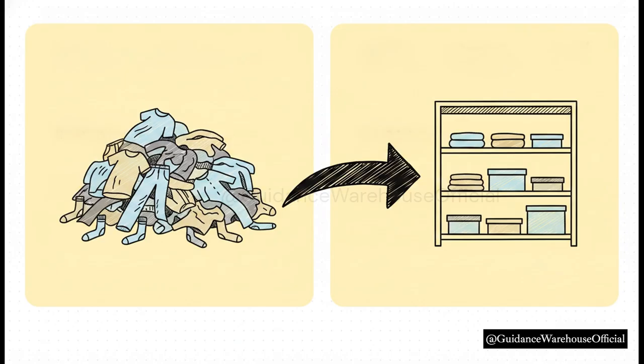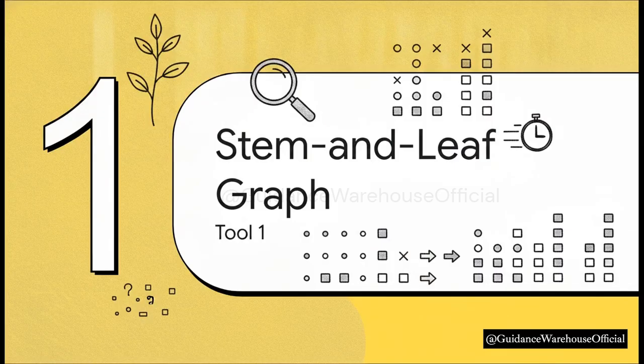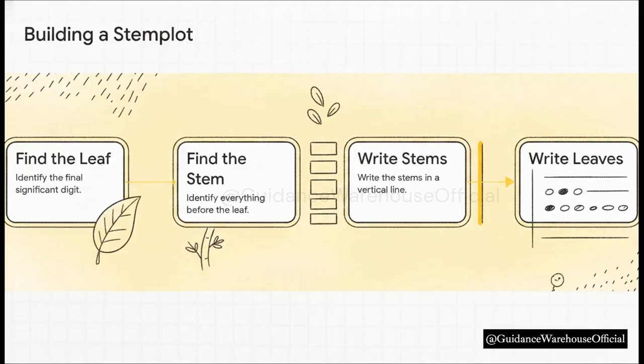Well, by the end of this explainer, you're going to understand exactly how to organize this numerical chaos into perfectly organized shelves using 3 powerful visual tools. You'll know how to build them, how to read them, and how to actually apply them to real data. Okay, let's dive into Tool 1, the stem and leaf graph. Sometimes called a stem plot, this is your absolute best choice when you're dealing with smaller data sets and just want to get organized fast.